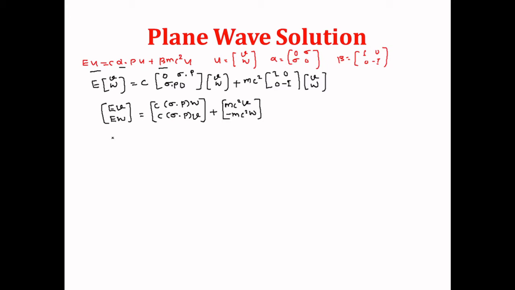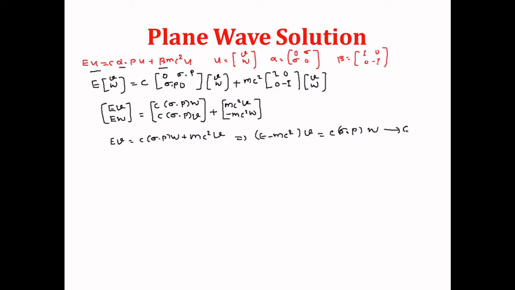So you will get equations. The first equation will be E into v equal to c into sigma dot p w plus mc square into v. Or from this you can calculate the value of v, that is, E minus mc square into v equal to c into sigma dot p into w.